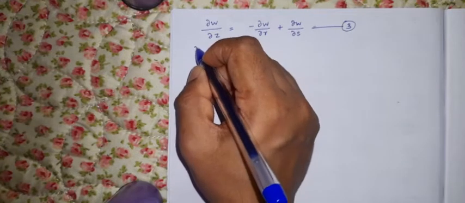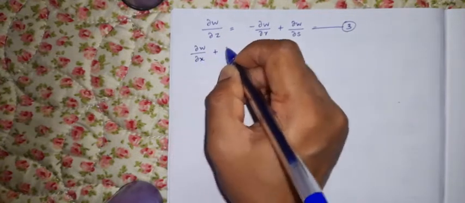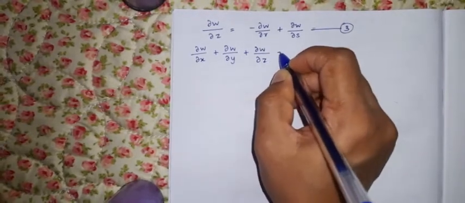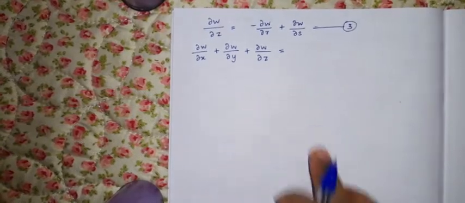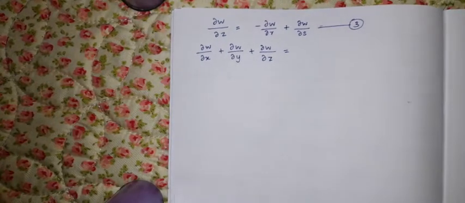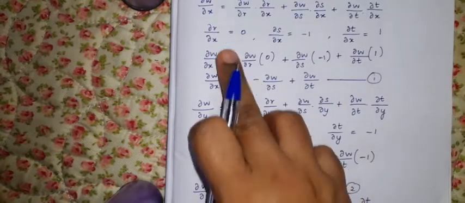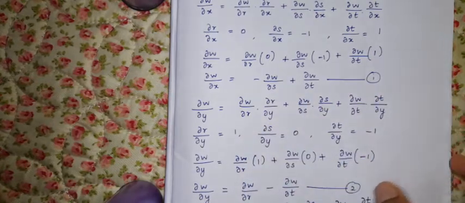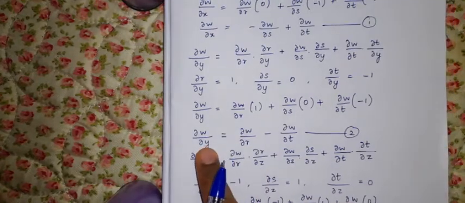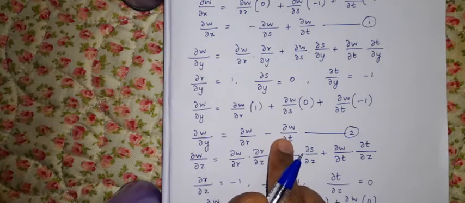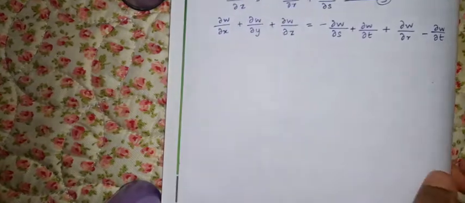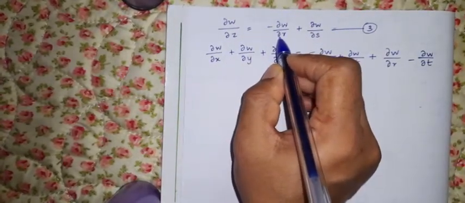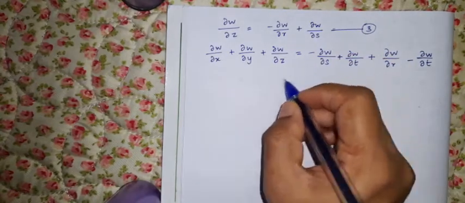According to our question, we need ∂w/∂x plus ∂w/∂y plus ∂w/∂z. We found all these values. We have it in equations 1, 2 and 3. So instead of ∂w/∂x, we have minus ∂w/∂s plus ∂w/∂t. Instead of ∂w/∂y, we have ∂w/∂r minus ∂w/∂t, and instead of ∂w/∂z we have minus ∂w/∂r plus ∂w/∂s.